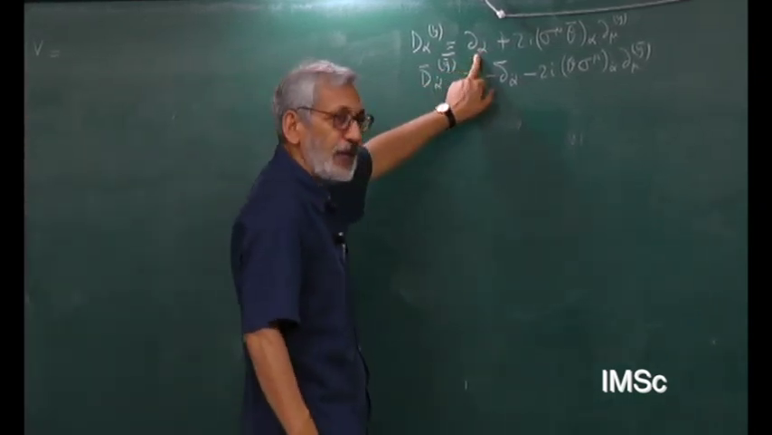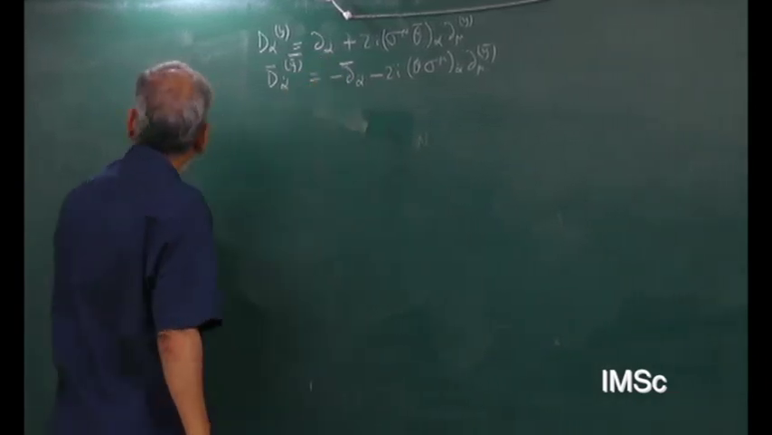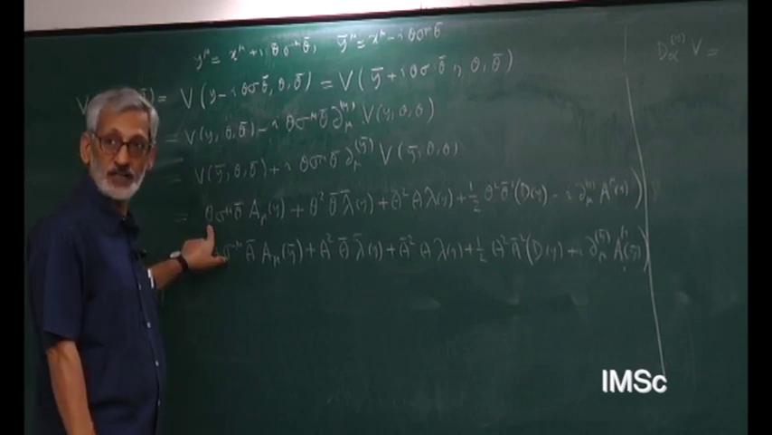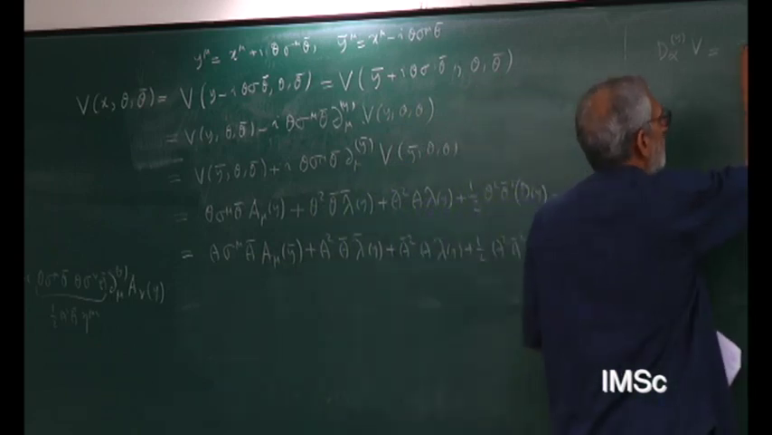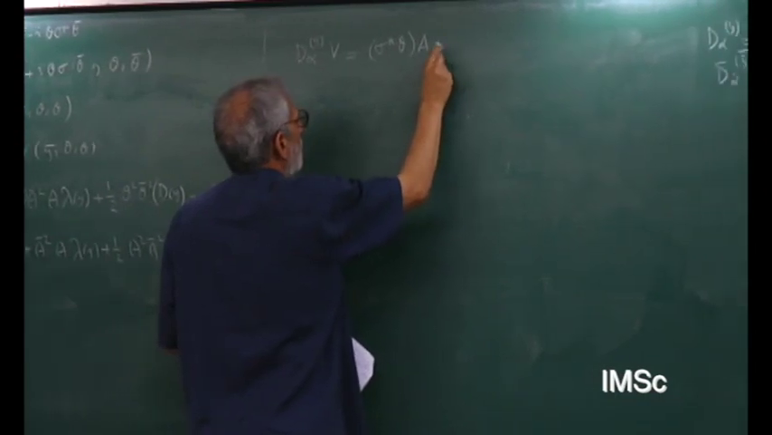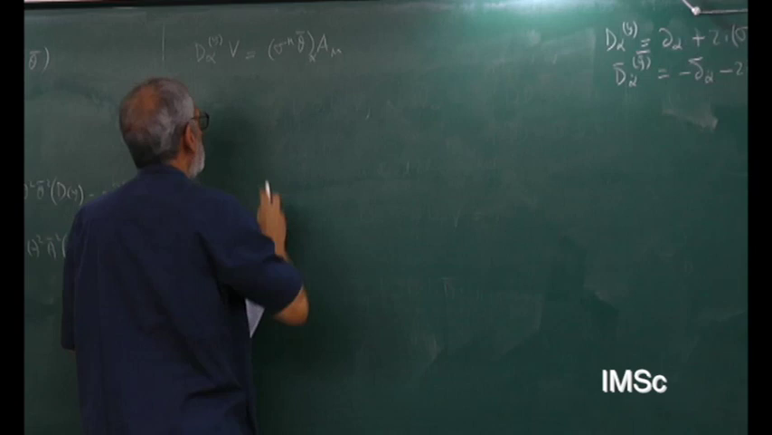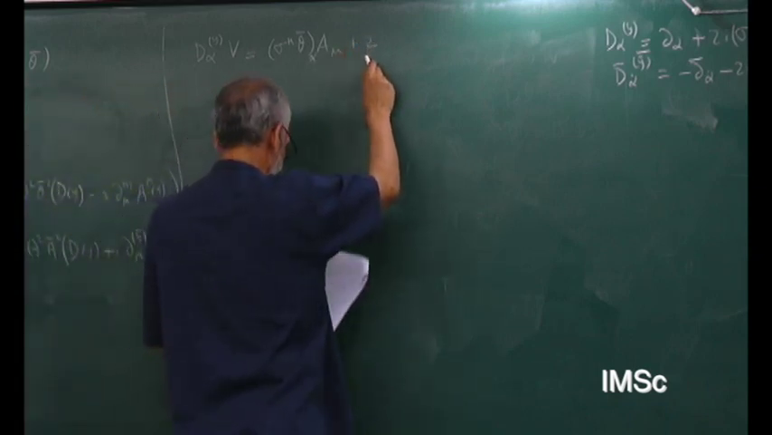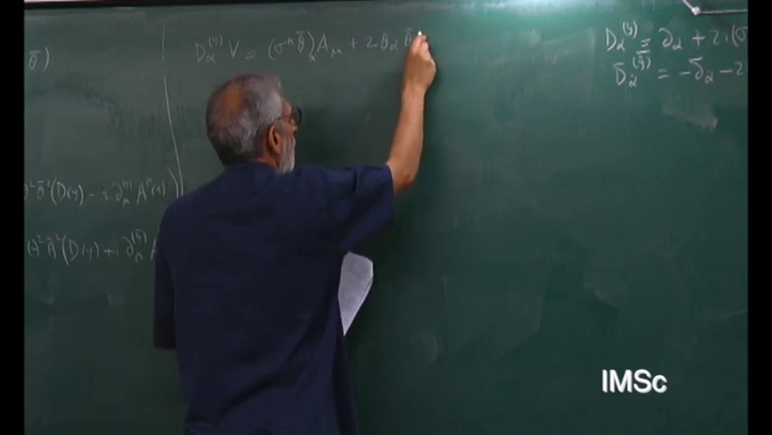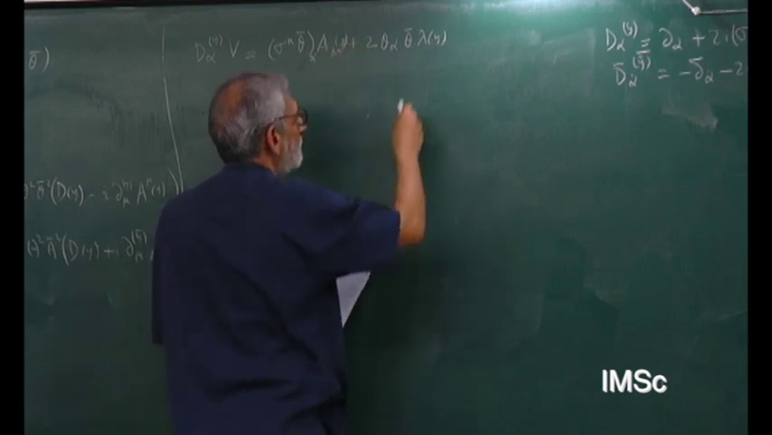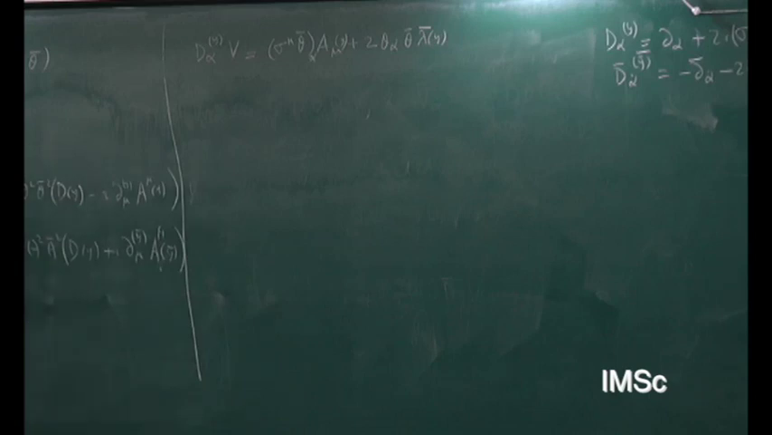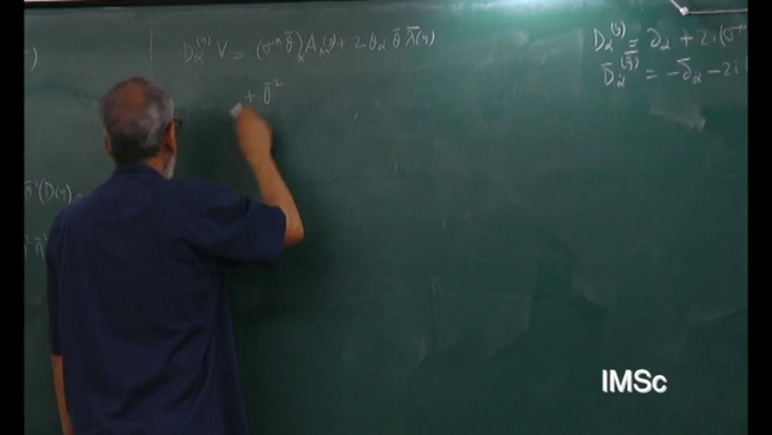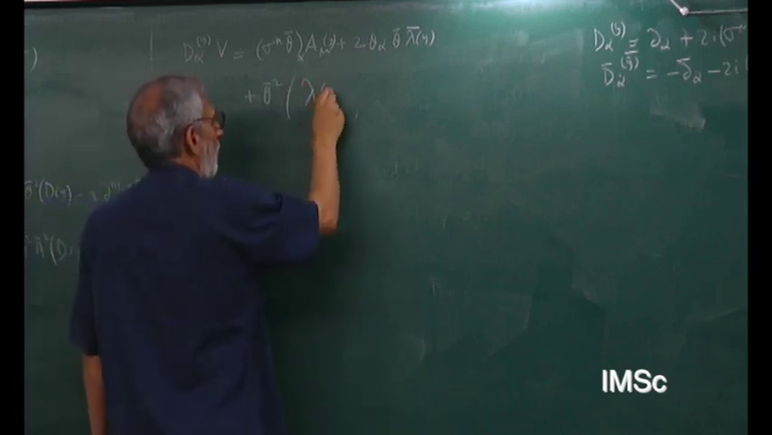Now d alpha, spinor derivative d alpha, when it hits this object here, it will pick up this term, because there is one theta here, it will hit the theta. The first term is sigma mu theta bar alpha times a mu. That's from this piece. From this piece, it will hit theta square, that will give me a factor of 2 theta alpha theta bar lambda bar y. Then this will hit this, that will give me theta bar square and kill this one theta in that. So the first term will be lambda y.